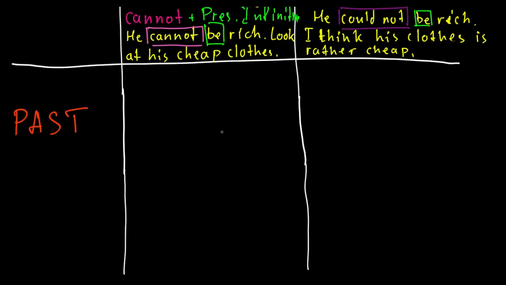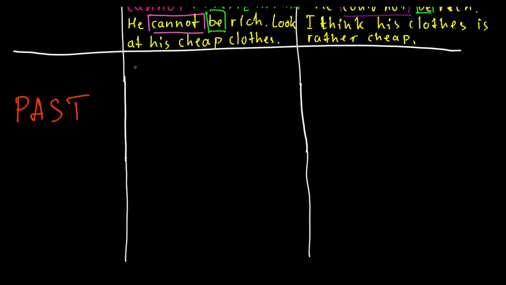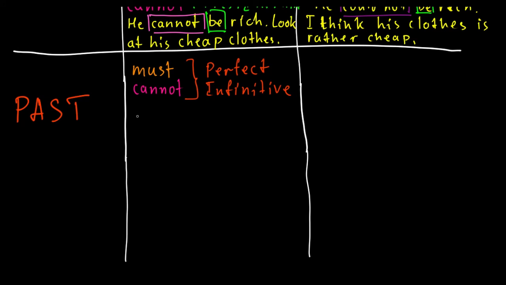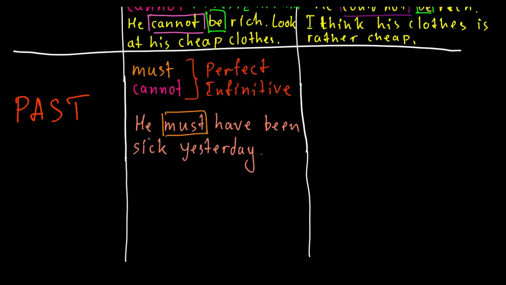Okay, so far so easy. What about past? If I want to express my logical assumption concerning something that could happen, or I'm sure happened in the past, in this case I use just the same modal verbs. Just the same must and just the same cannot, or can't if you will. But then I have to use perfect infinitive instead of present, because we talk about past events. And this is the only difference. So let's take an example. He must have been sick or must have been ill yesterday. So here we have modal verb and perfect infinitive.